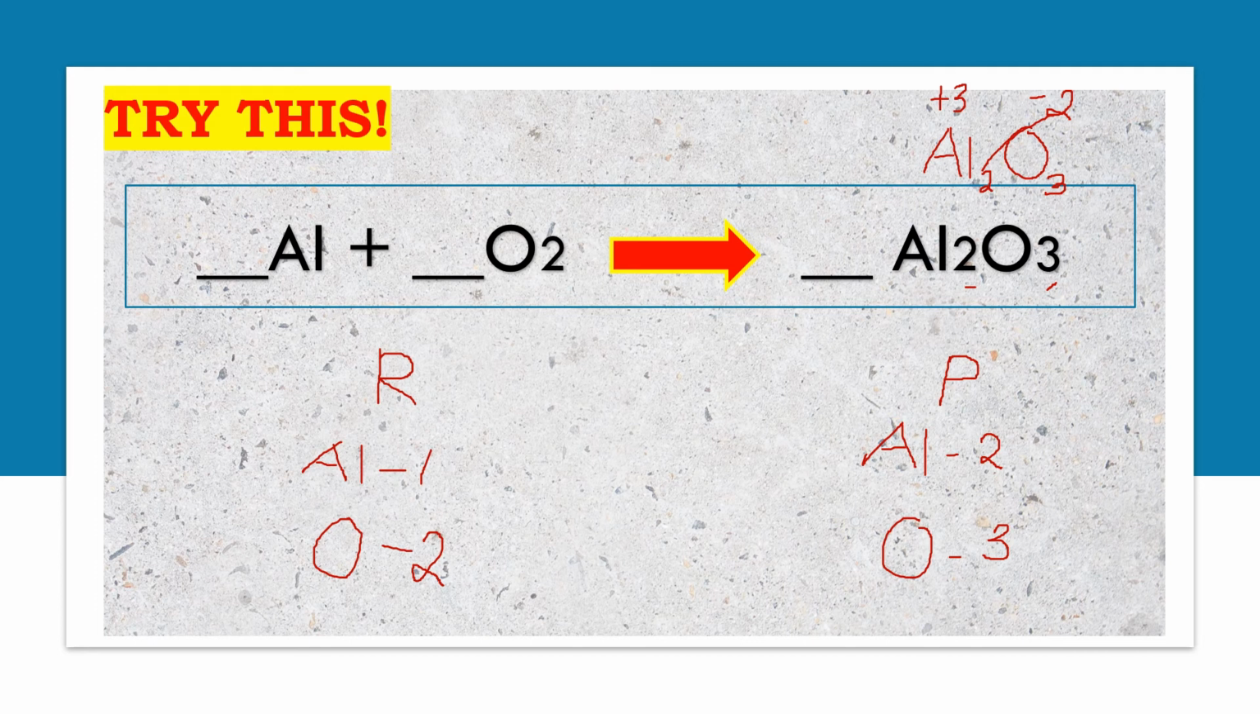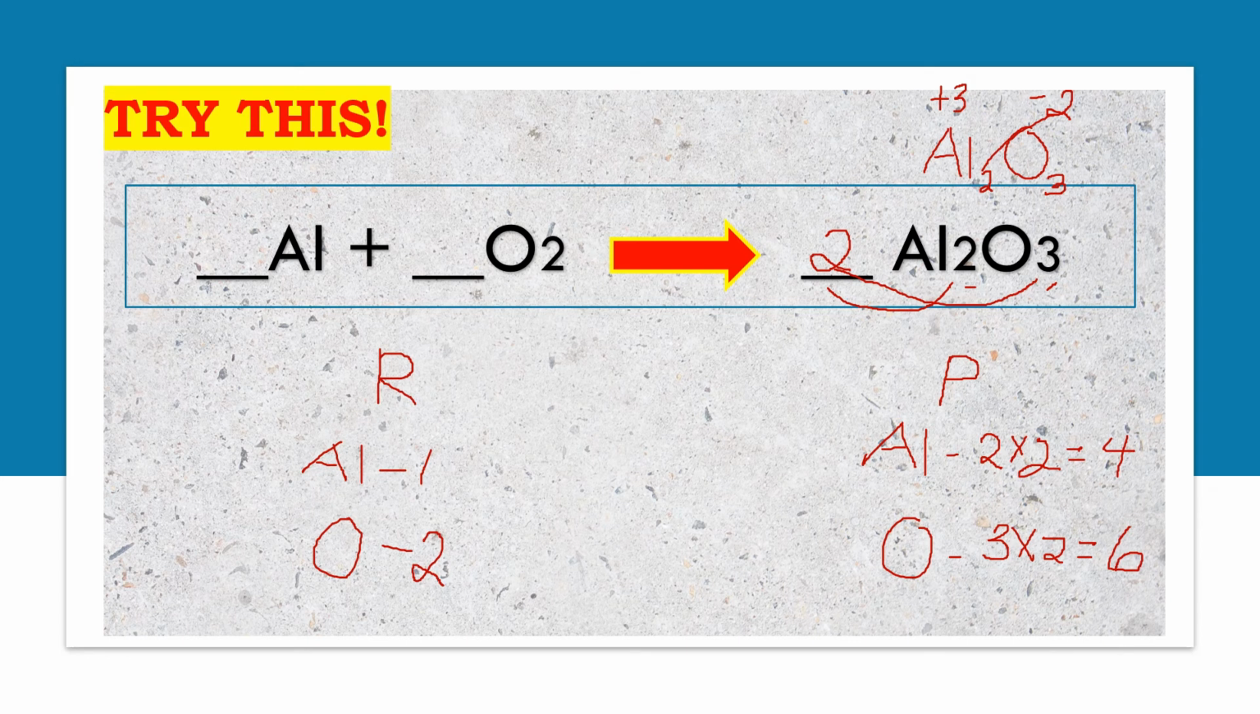So, the lowest possible coefficient that can balance the equation is 2. We're going to put 2 here. And then distribute since it is a compound. So 2 times 2 is equal to 4. How about oxygen? So distribute. So you have 3 times 2 equals 6. Now, let's check on the reactant side.